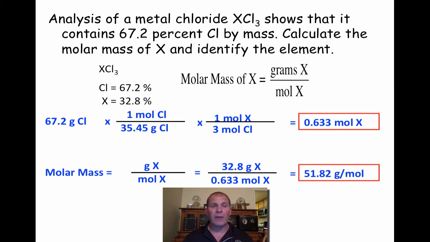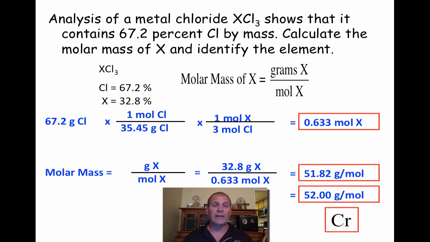I compare my molar mass to the periodic table, and I round up to 52, realizing that the closest element to this would be chromium. So we identify our unknown metal, X, as chromium. Once again, it's a great example because it brings a number of concepts together. You're dealing with mole to mole ratio, you're dealing with percent composition, and you're dealing with molar mass.